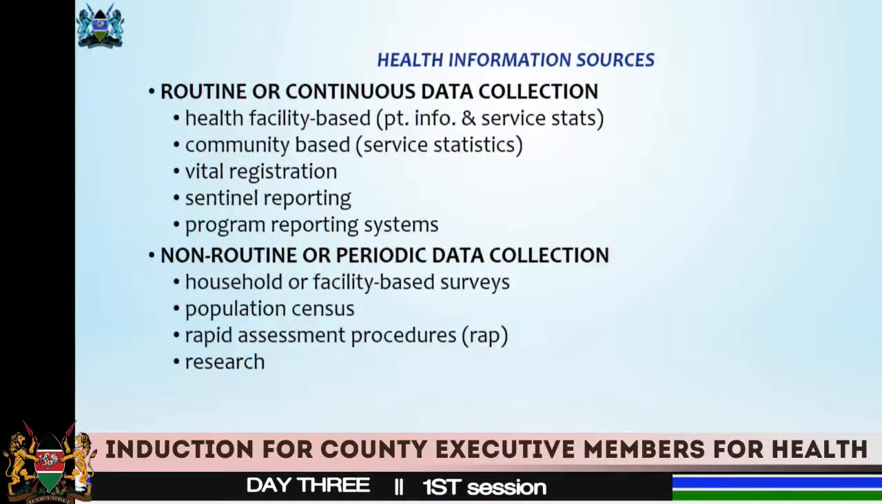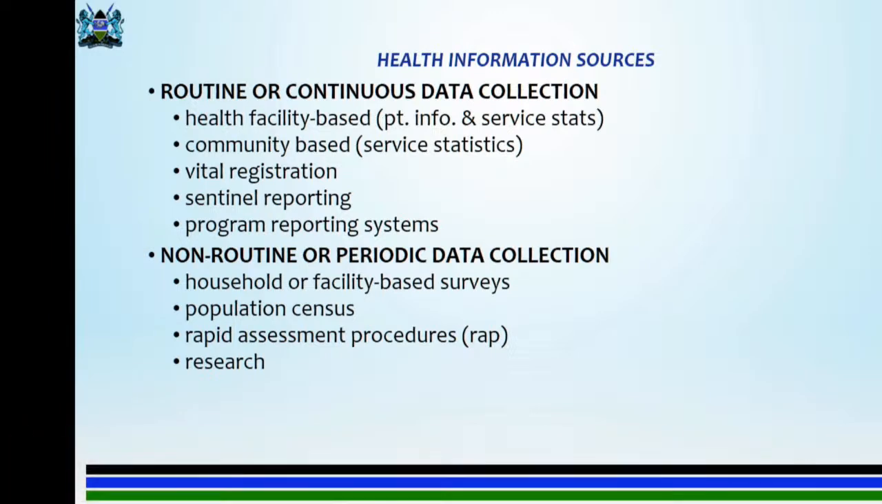So as we look at health data, we'll have it in two different formats. We have what is known as routine or continuous data. This is data collected at health facility or community-based, or vital registration, sentinel, or program. For health, our key ones will be those first two, health facility and community-based.